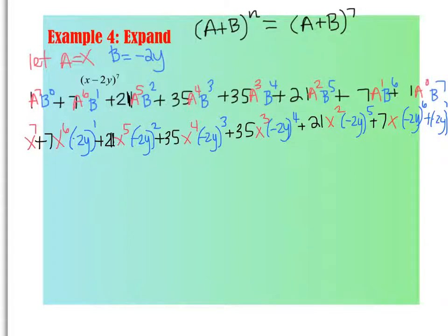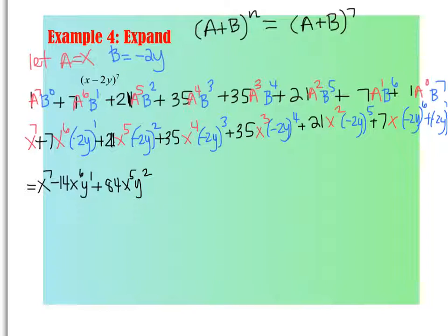Okay. So now let's just do all of this simplification. The first term is x to the seventh. For the second term here, I'm going to take 7 and multiply it by that negative 2. So my new coefficient becomes negative 14, x to the sixth, y to the first. And we just keep on doing that. For the next one, I'm going to have 21 times negative 2 squared. So that's 21 times 4. So that's 84 for my coefficient. x to the fifth. And then the y is also being squared. So that's y squared.